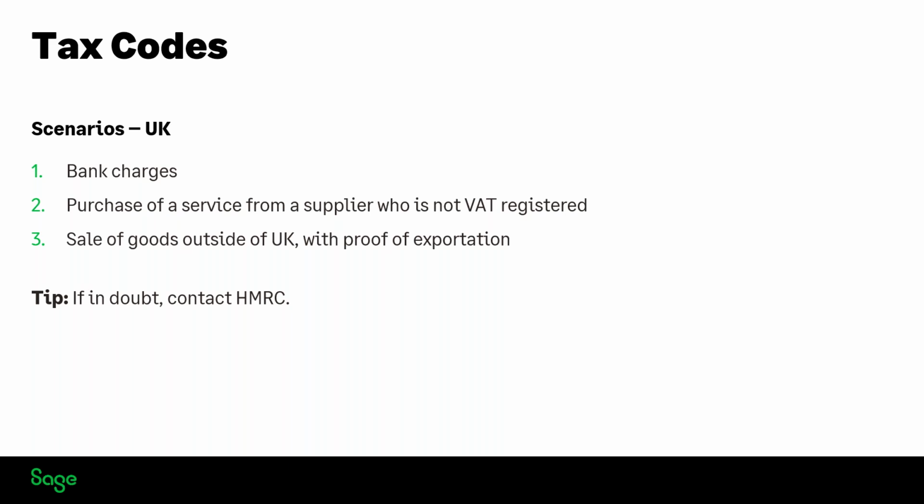But for those of you that are using it, try these couple of scenarios. So what would be the tax code for bank charges? I know we covered that one earlier, but have a go of it. It should mention bank charges on the first screen because it's such a common one. Option 2, work through it. What tax code would you use for the purchase of service from a supplier who is not VAT registered? And then the final option there, sale of goods outside of the UK when you've got proof of exportation.